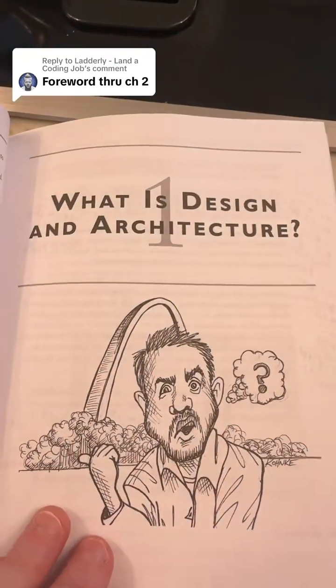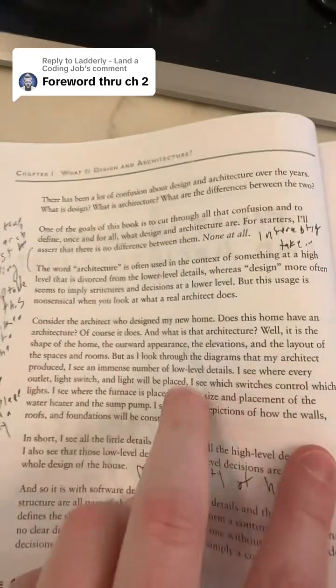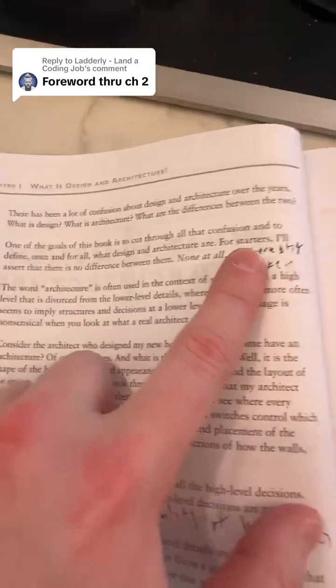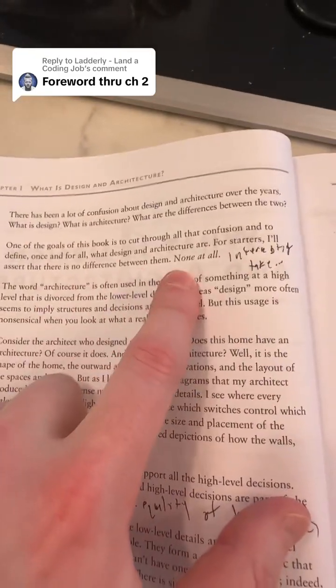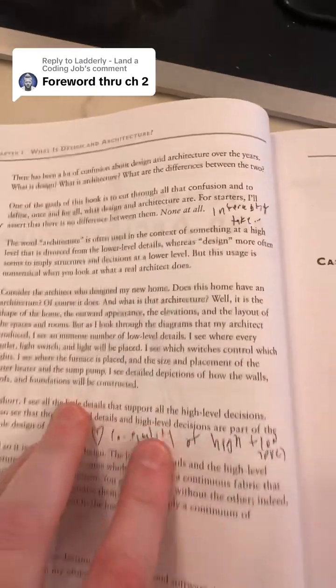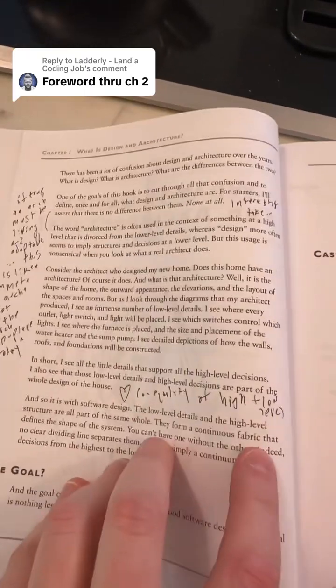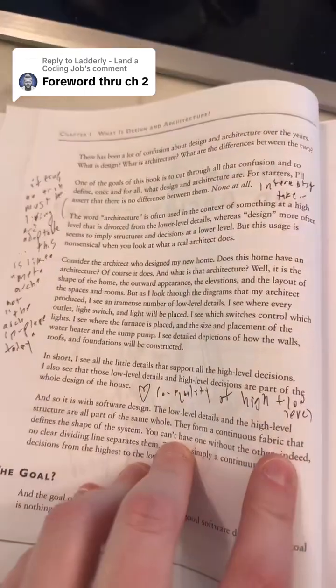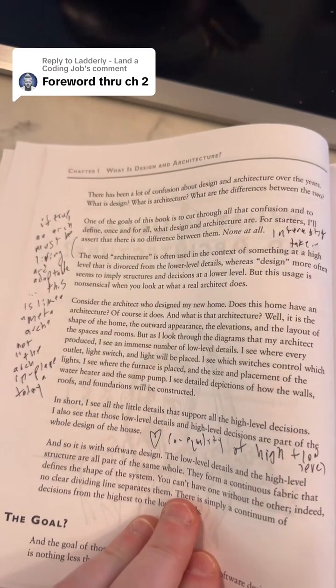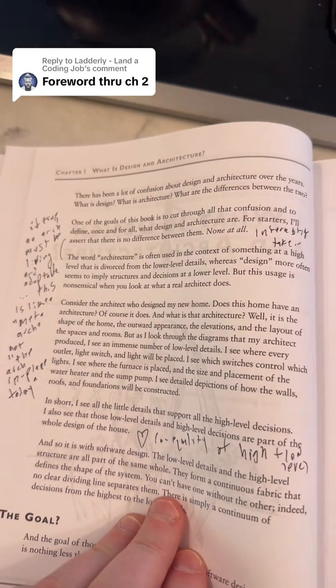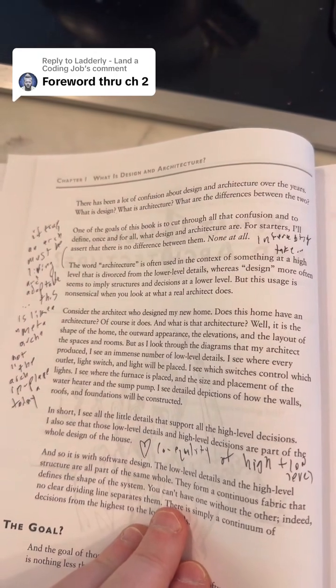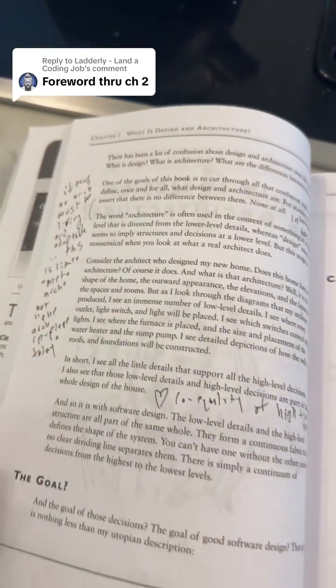Here's chapter 1, what is design and architecture? I actually love one of his takes here. He says, "I'll assert that there's no difference between them, none at all." I actually really love this take, and he does a great job in later chapters of identifying an ideal architecture as following scientific principles. And we know design thinking has to follow scientific principles. So the scientific approach to the whole book, I really love that aspect.